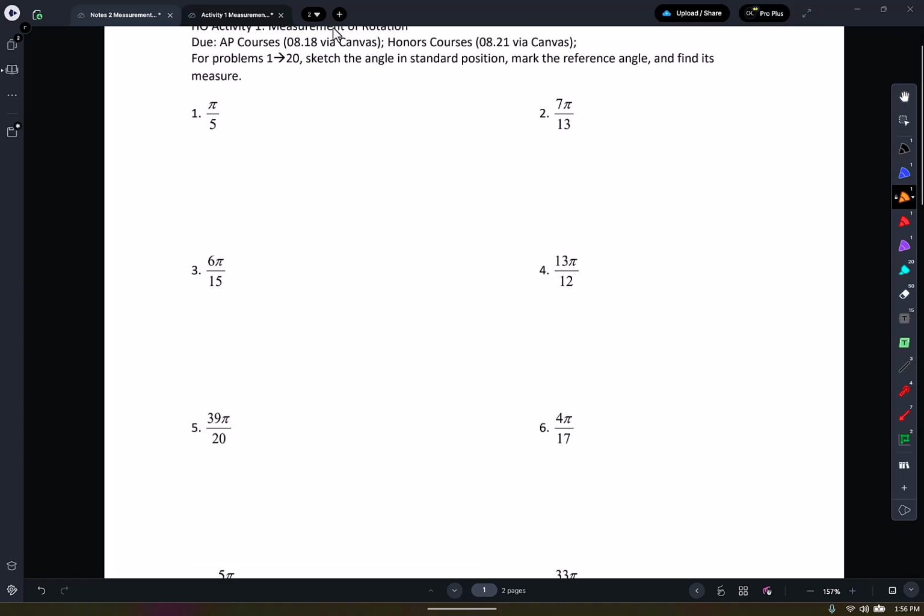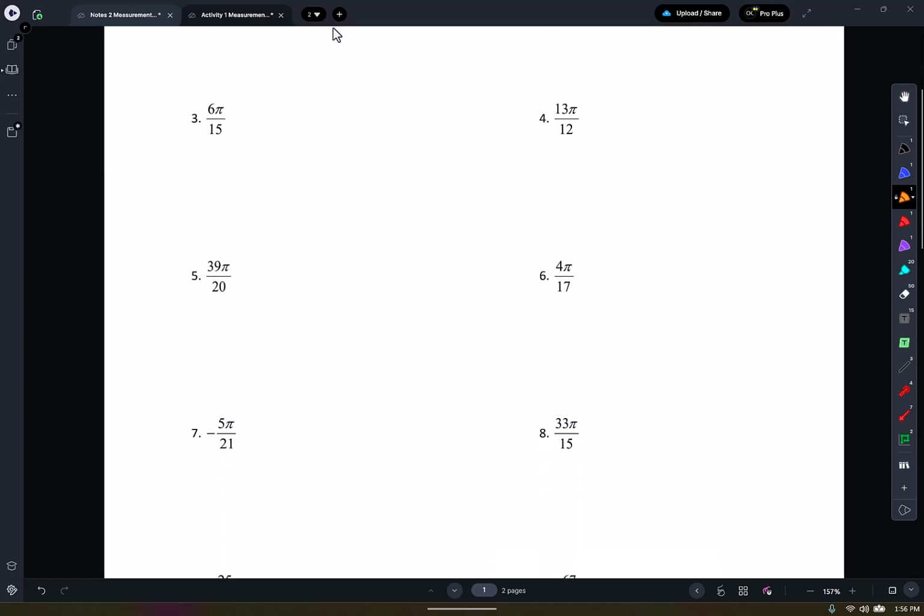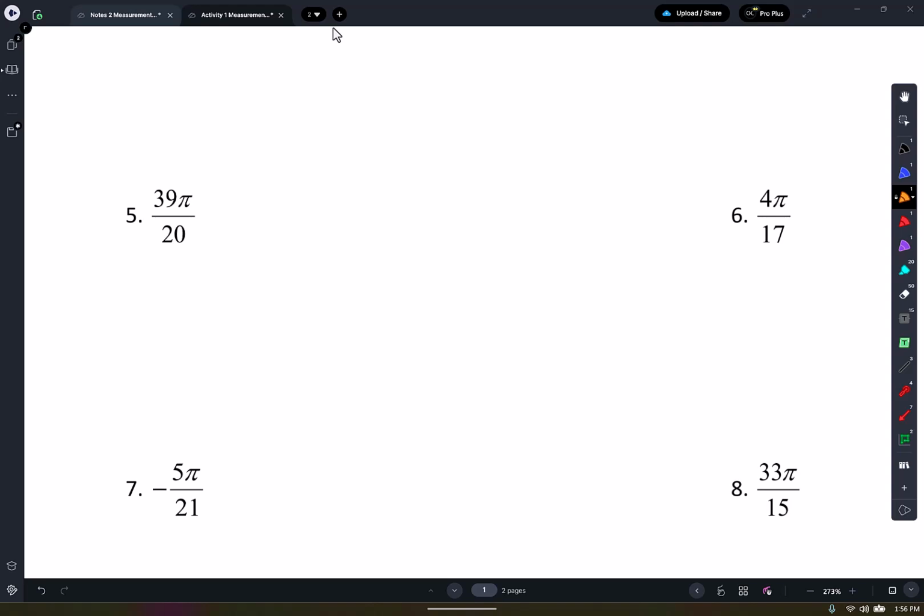Number 4? No, number 5. Okay, number 5. Everyone look at number 5. You see how it says 39 pi over 20? Look how close that is to 2 pi. If that 39 would have been a 40, 40 divided by 20 is 2. So 39 pi over 20 is in what quadrant? So I'm going to exaggerate quadrant 4.